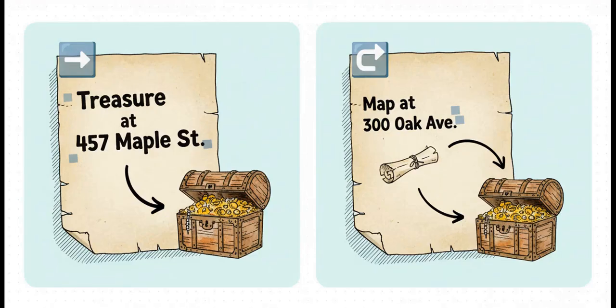And this is a brilliant illustration of how instructions find their data. Sometimes an instruction uses a direct address. It tells you the exact memory location of what you need. It's like saying the treasure is at 457 Maple Street. But other times it uses an indirect address. This is more like saying the map to the treasure is at 300 Oak Avenue. You have to go there first to find out where the treasure really is. It's one extra step, sure, but it gives you a ton of flexibility.